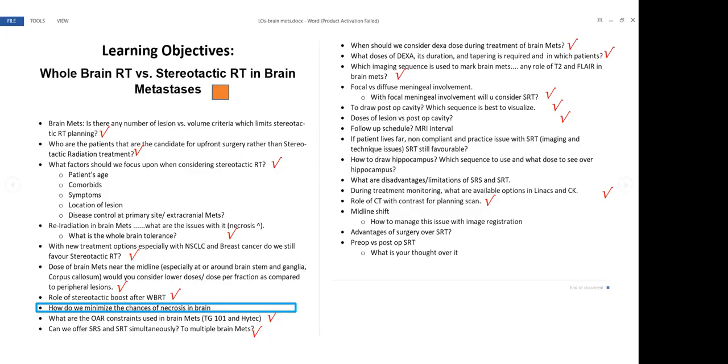Okay, so how do we minimize the chances of necrosis in the brain? We have discussed a lot about the V12, V28, fractionation, V23. So based on those discussions, how do we minimize the chances of necrosis?